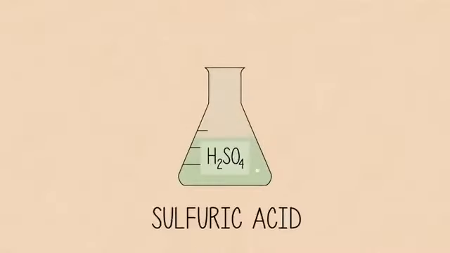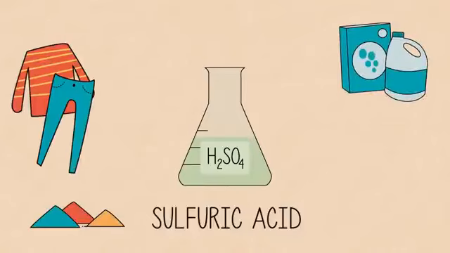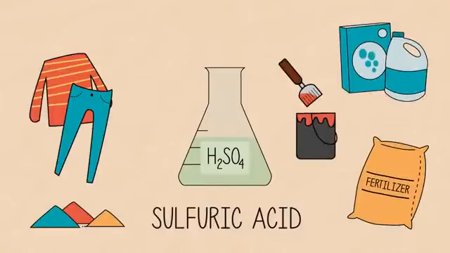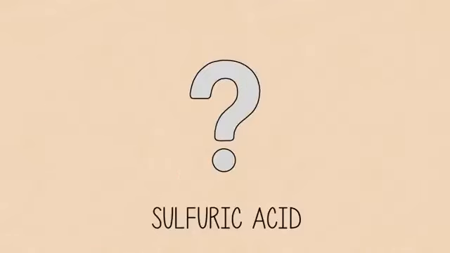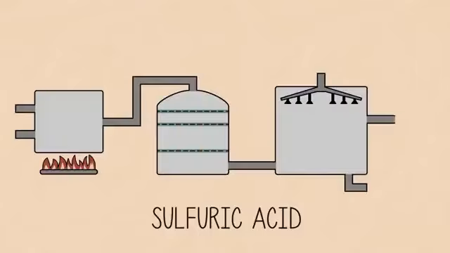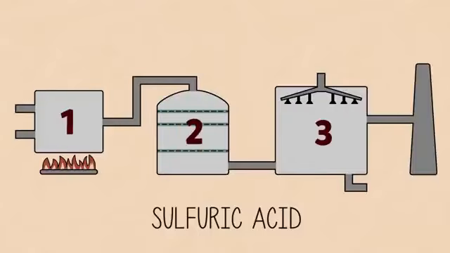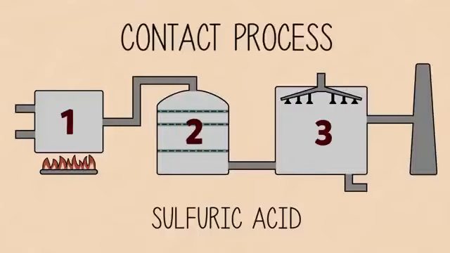Sulphuric acid is a very valuable chemical. It is used in the manufacture of detergents, dyes, fabrics, fertilizers, paints and plastics, and in many other products. But how is sulphuric acid made? Sulphuric acid is made in a three-stage process called the contact process.